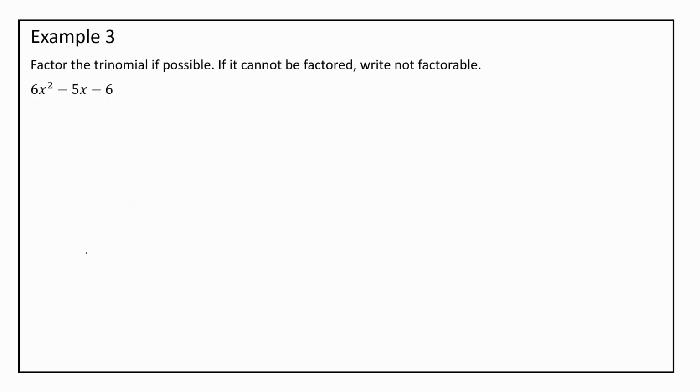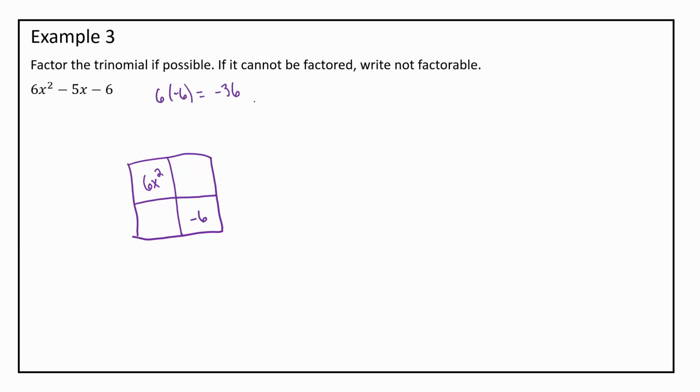Example 3. So let's make our box. I decided apparently to make a big box. In the top left is 6x squared, in the bottom right is -6, and in the other two we need to do 6 times -6, the first one times the last one, and then think what multiplies to get -36 that adds to get -5.